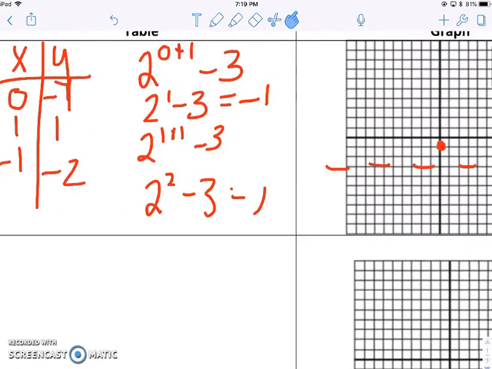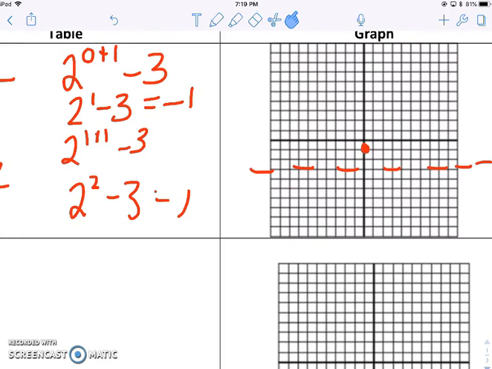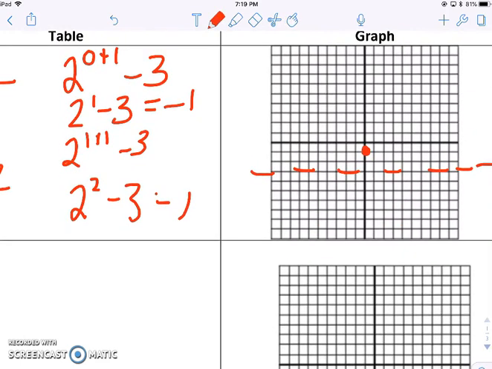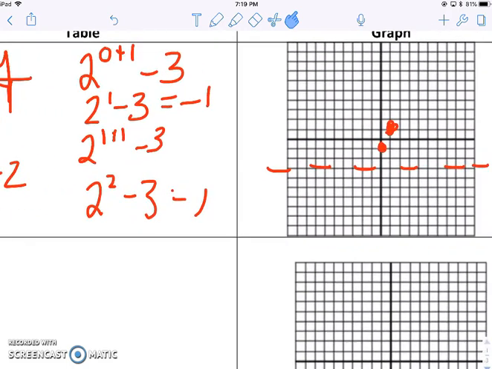What else did we have? 1, 1. And then we had -1, -2. So that makes sense. We have our swoop. So if we were to look at domain and range on this, we could say that the domain is all reals, and our range, well, our y values are always greater than -3.